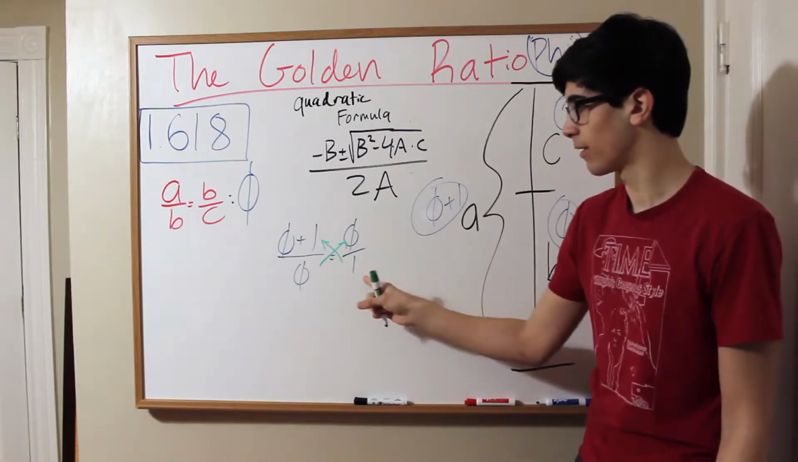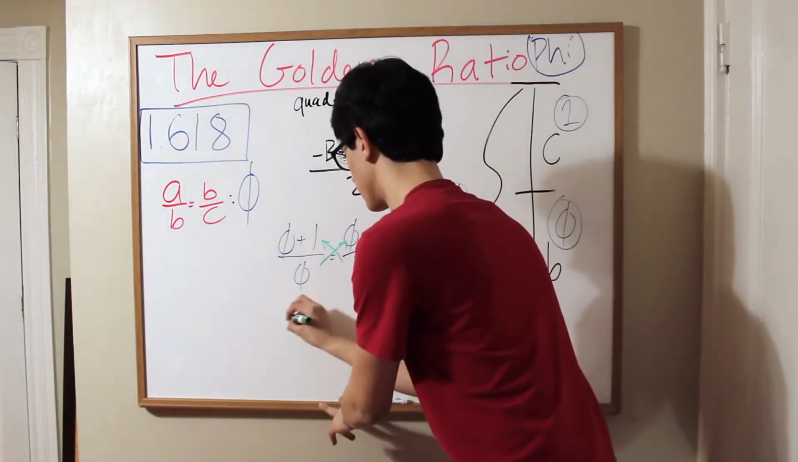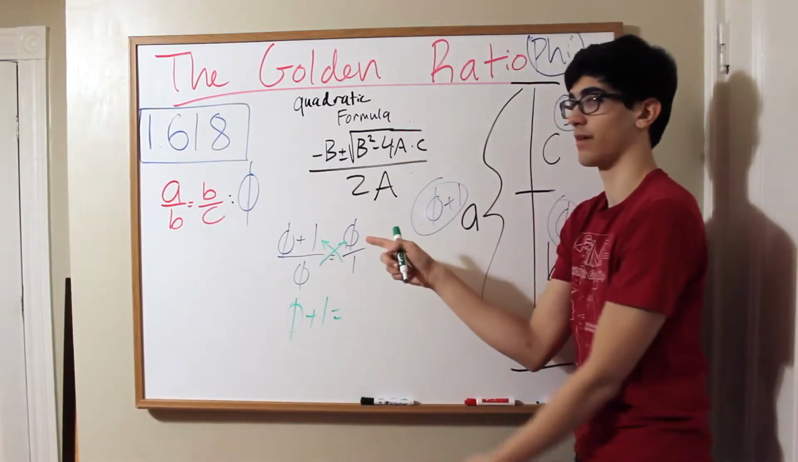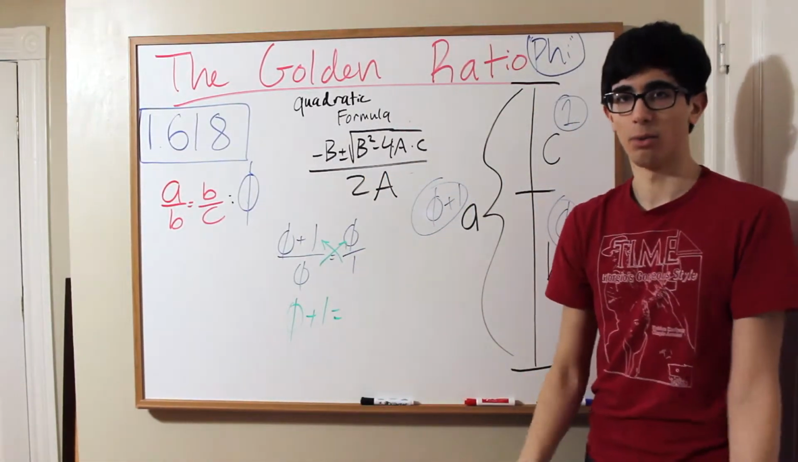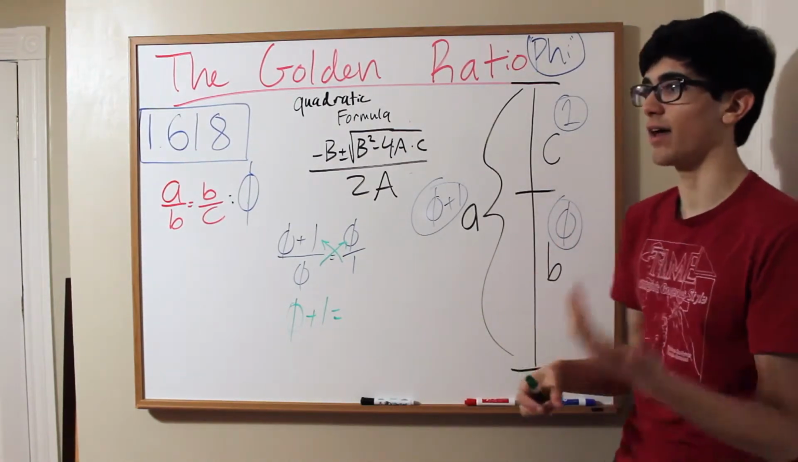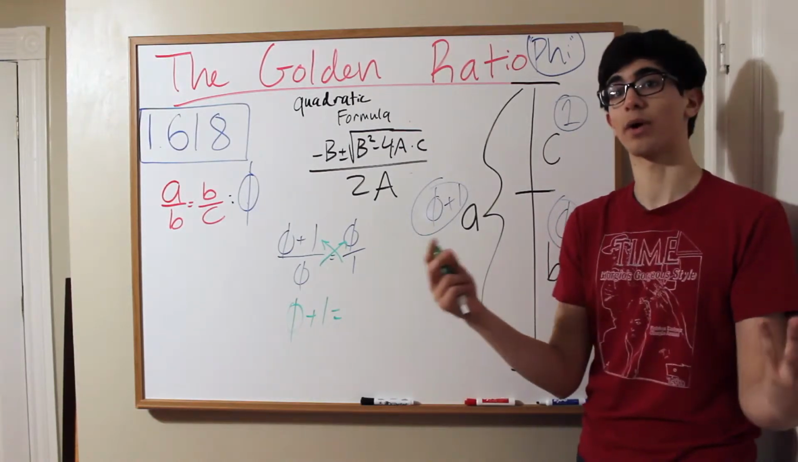So let's cross multiply. 1 times this whole thing is going to stay as it is. So phi plus 1 stays on the left. On the right we have phi times phi. Now what's phi times phi? Well, what's 2 times 2? 4, right? What about 5 times 5? 25, and then 22 times 22 is 22 squared.